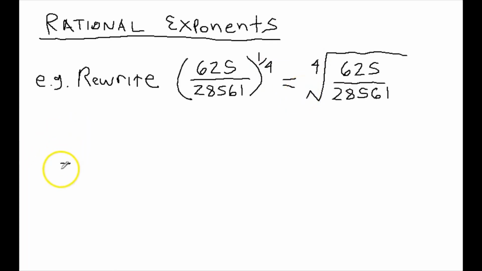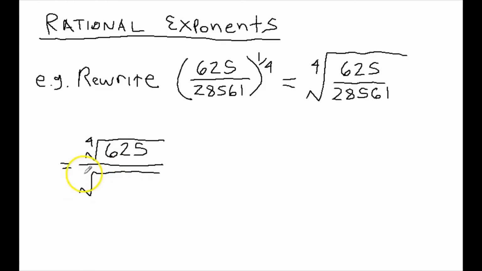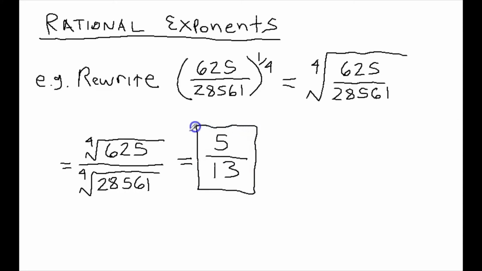You can actually split this up into the fourth root of the numerator over the fourth root of the denominator. So fourth root of 625. Okay, so get a calculator for that. The denominator, fourth root of 28,561. Okay, got a calculator? Consult your owner's manual with regards to calculating fourth roots. So the numerator, my friends, is 5, and the denominator is 13. So that's the answer that he wants. Okay, how does that look to you?